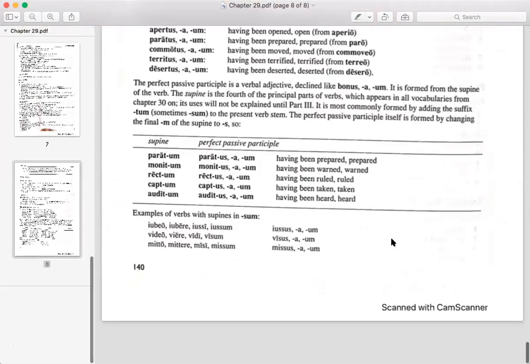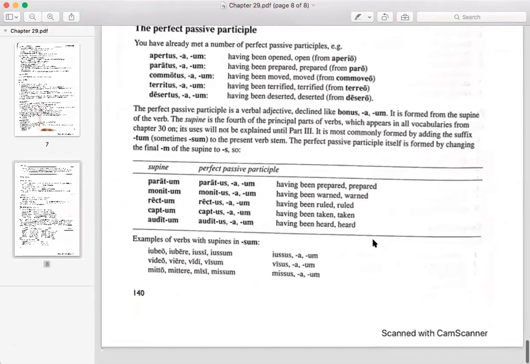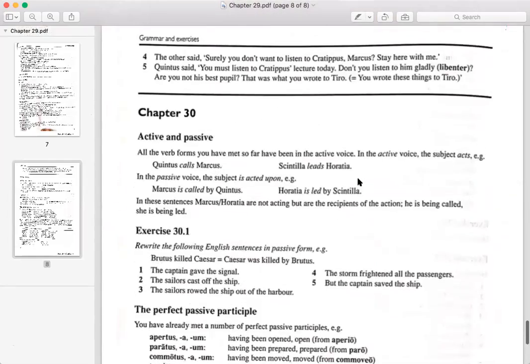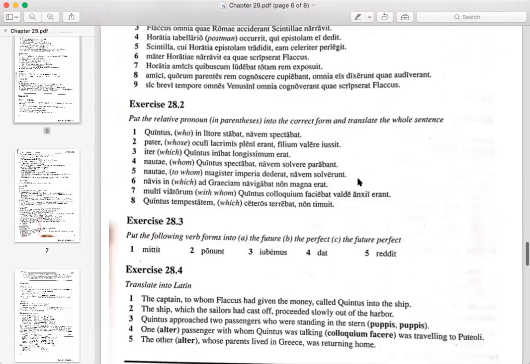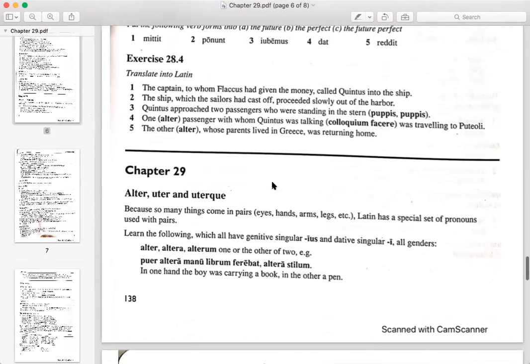So let's look at the grammar, which I skipped over. This is page 138, alter, uter, and uterque. Because so many things come in pairs, eyes, hands, arms, legs, etc., Latin has a special set of pronouns used with pairs. They all in the genitive singular are going to have -ius, and in the dative singular -i, long i, as their endings for all genders.